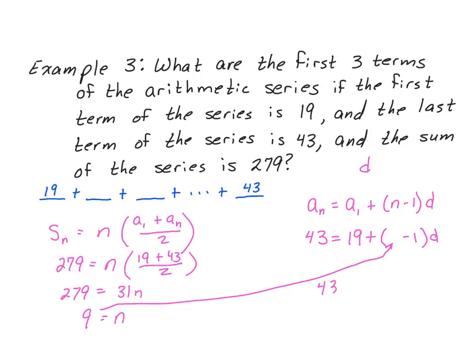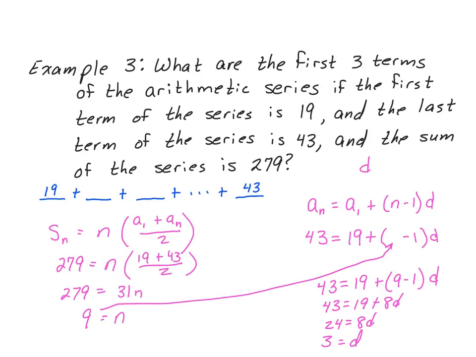We can now take this 9 and plug it in for n. All right, so that's going to give us 43 equals 19 plus 9 minus 1 times d. Now, this 9 also means that this 43 right here, our last term, is a sub 9. That's our 9th term, is 43. All right, so working this out, we get 43 equals 19 plus 8d. Subtracting 19 from 43 is 24, which means d is equal to 3.